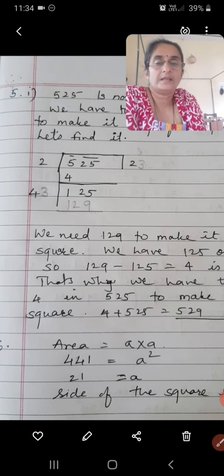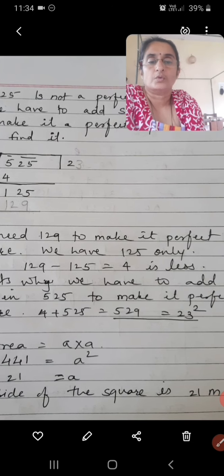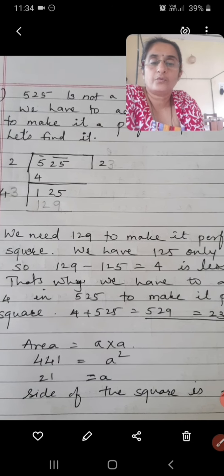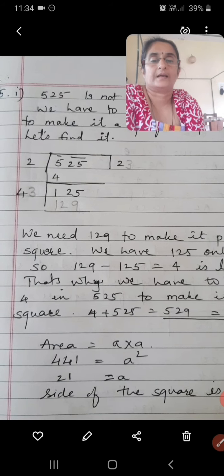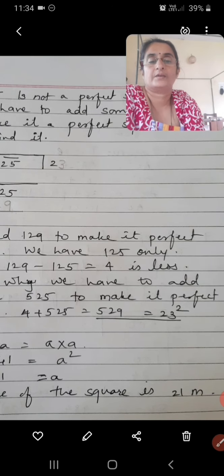So there's only a little difference in that. How much? From 125 you can't subtract 129. What is the difference between them? That is 4. So we have to add 4 to 525, so it will be a perfect square. 525 plus 4 is 529, and that is 23 square.